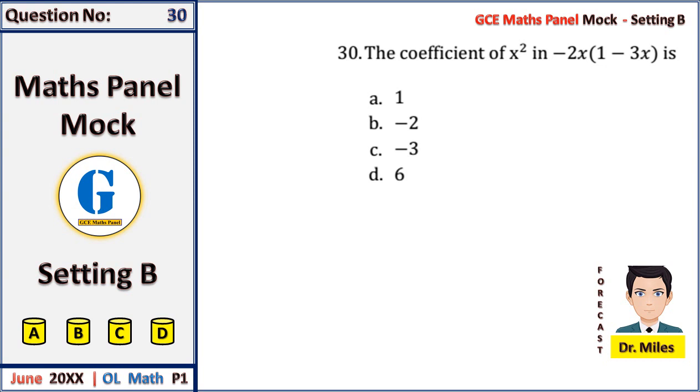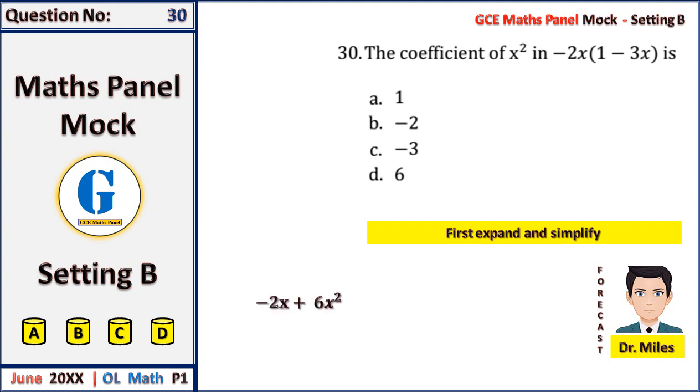30. The coefficient of x squared in minus 2x into 1 minus 3x is, the first thing you have to do here is to expand and simplify. When you expand this expression, you obtain minus 2x plus 6x squared, and we see clearly here that the coefficient of x squared is plus 6.